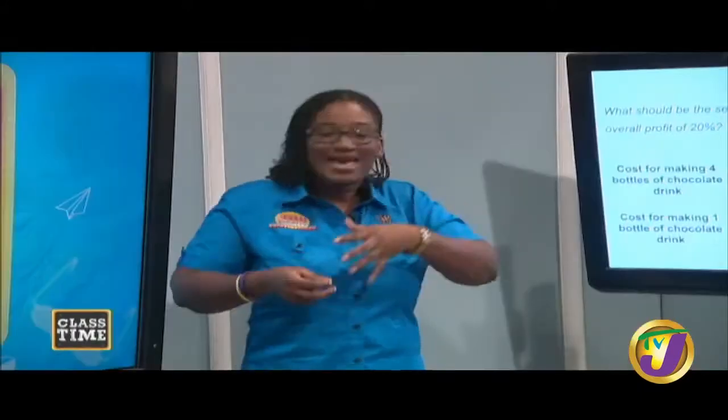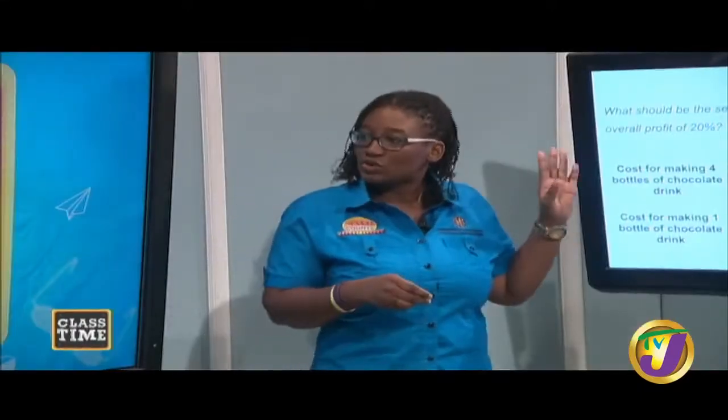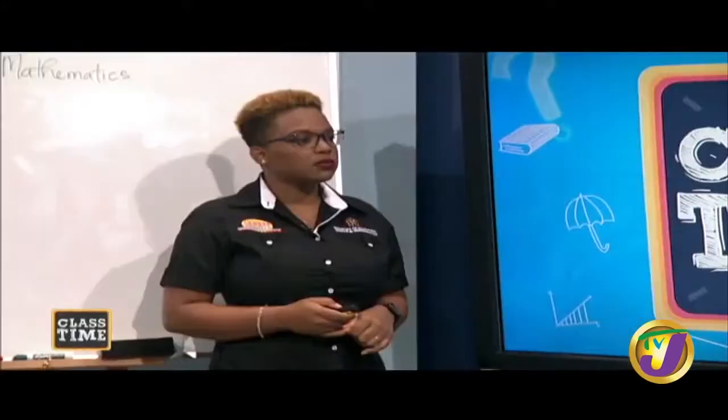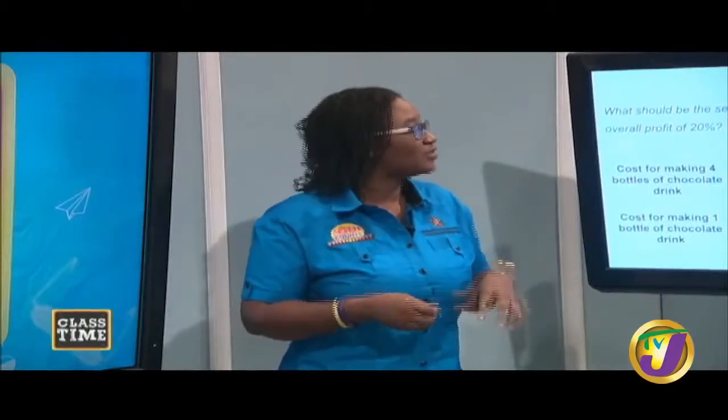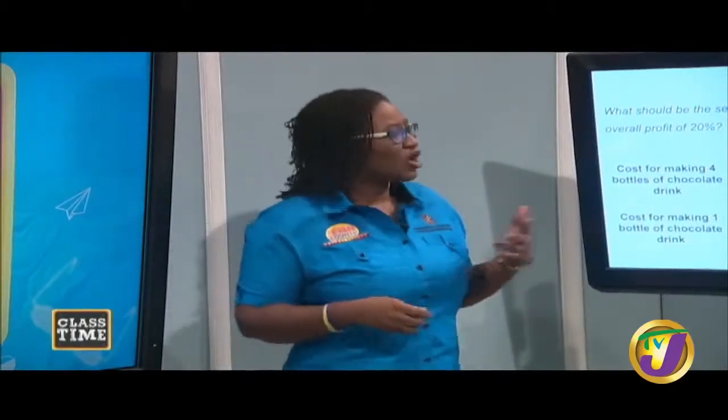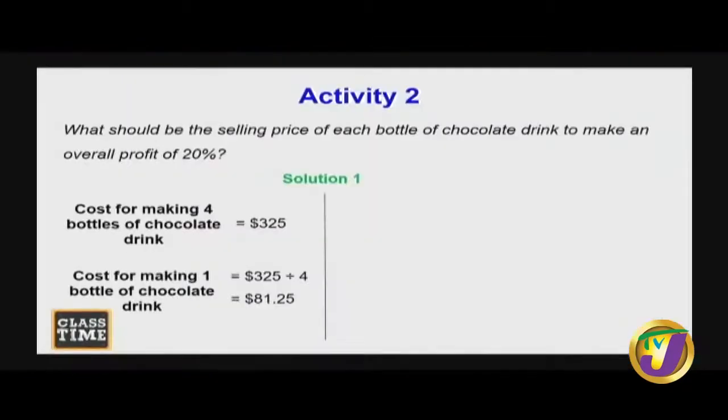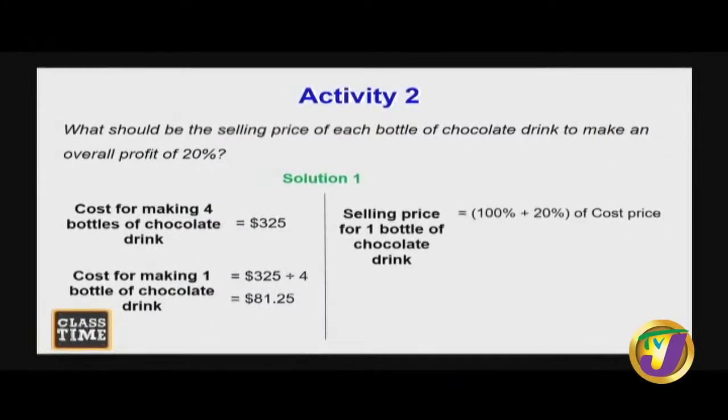But now we need to apply the profit. We want to decide on a selling price. Clearly, we're not selling it for $81.25. That is true. So we need to now put on our profit, which is 20%. So the selling price is going to be the 100% plus the 20%. We're finding 120% of the cost price here. So the cost is our 100%, the starting price.